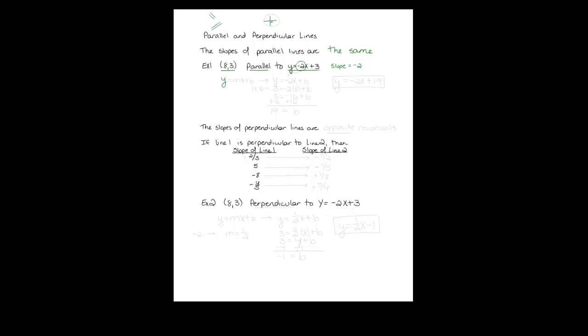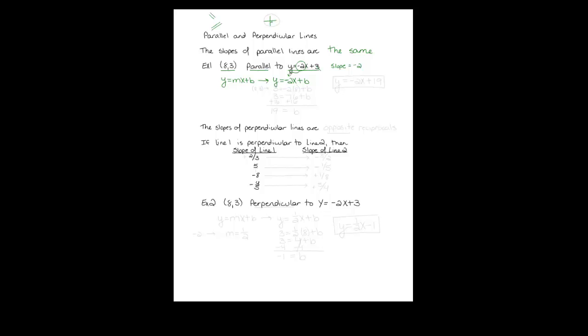So we're looking for an equation of a line in slope-intercept form, and we already know the slope. y equals negative 2x plus b. Because they're parallel, we know the slopes are the same. Now, looking at the given line, this plus 3 really isn't going to help us out any. We're not going to be using it. All we need is the slope.